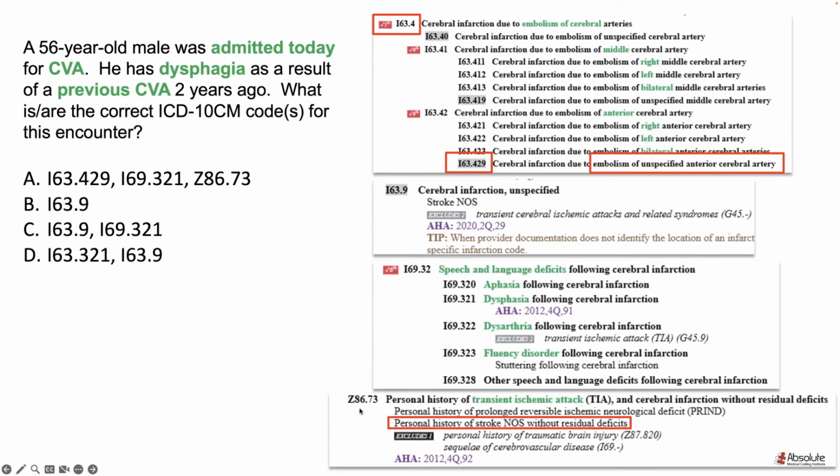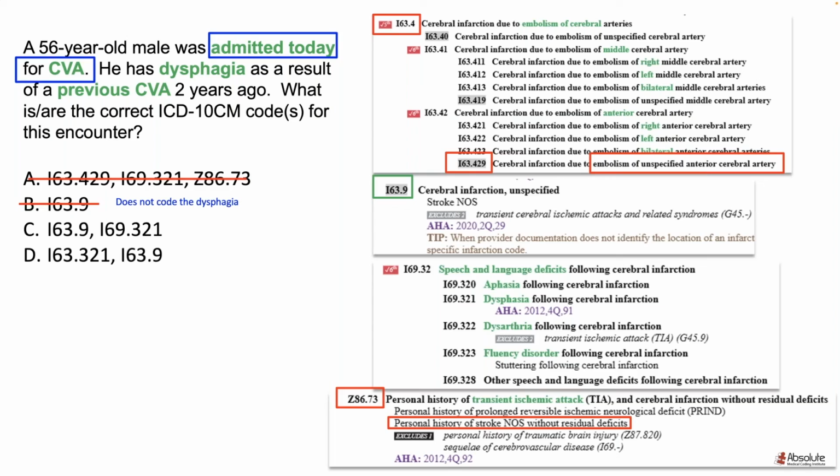Also, Z86.73 is also wrong because it's coding for a personal history of transient ischemic attack, TIA, and infarction without residual effects. You know what? This person does not have a history of an infarction without residual effects, so Z86.73 is also incorrect. Gotta go. It's a distraction. And B, well, no, I63.9, this is coding for cerebral infarction. And that is indeed what happened. However, B is not right because it's not coding for the dysphagia. So we're going to get rid of B.